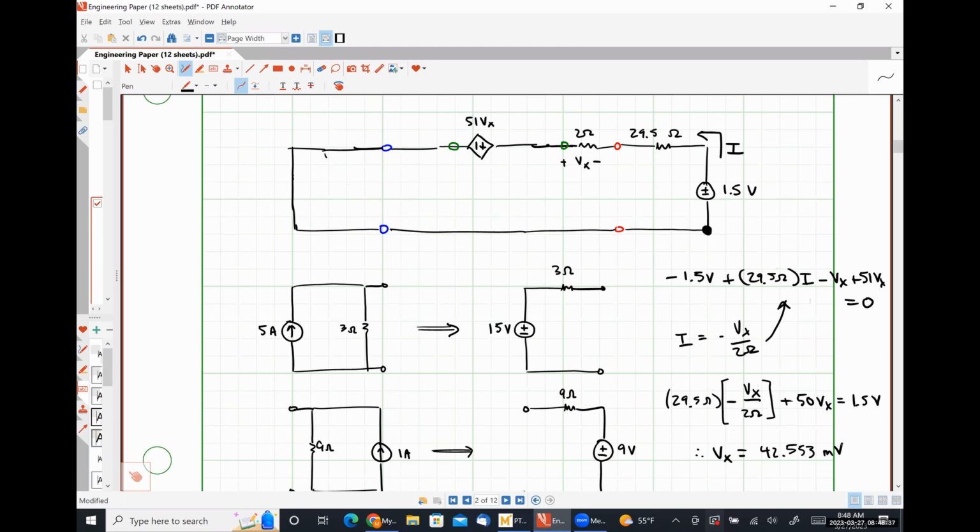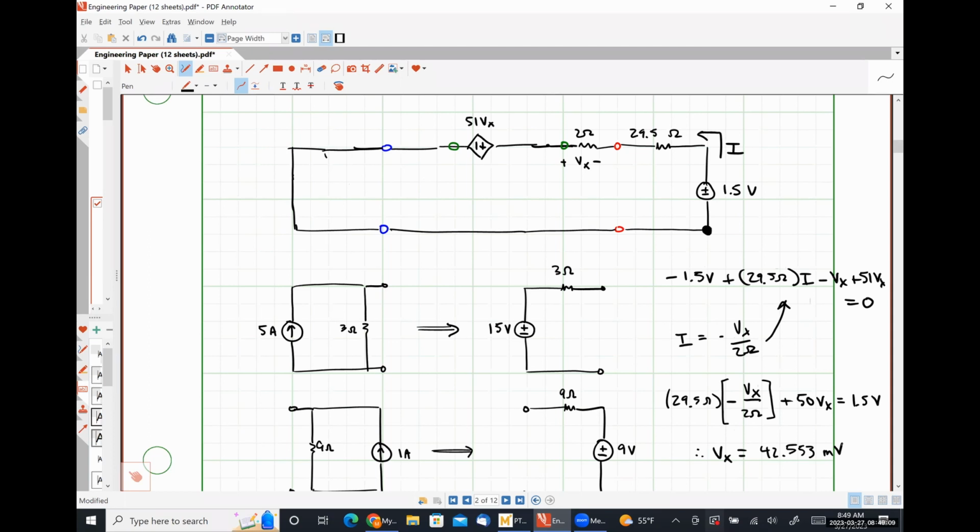Yes. You could, and you would have negative 51 Vx plus 29.5 ohms. Are you assuming I is flowing in the same direction or the opposite direction? It does not matter. I just arbitrarily chose the current leaving the positive polarity terminal of my independent source, but I could have just as easily said the current was leaving the positive polarity terminal of my dependent source and wrote it the other direction. You get literally the exact same answer.